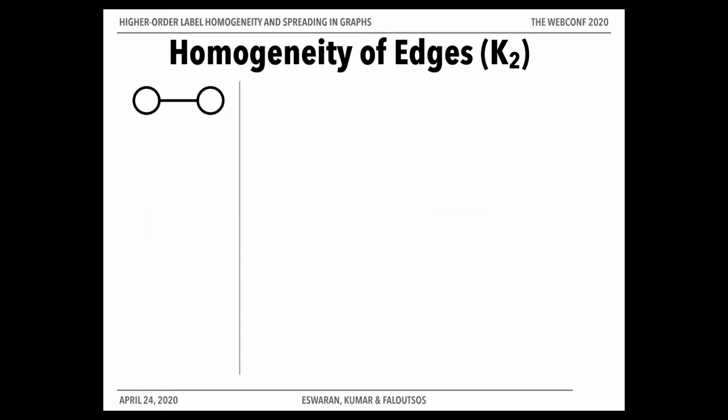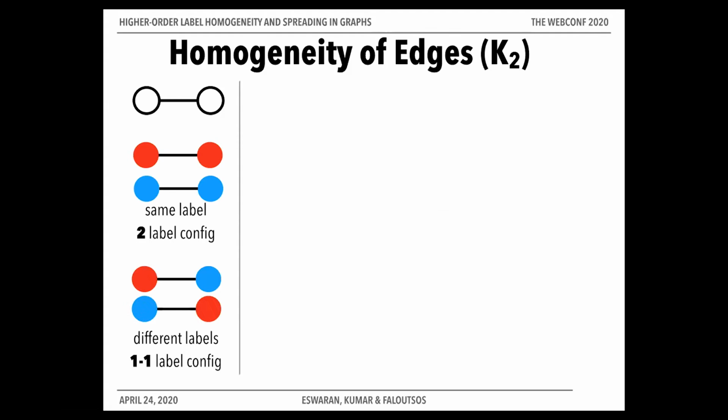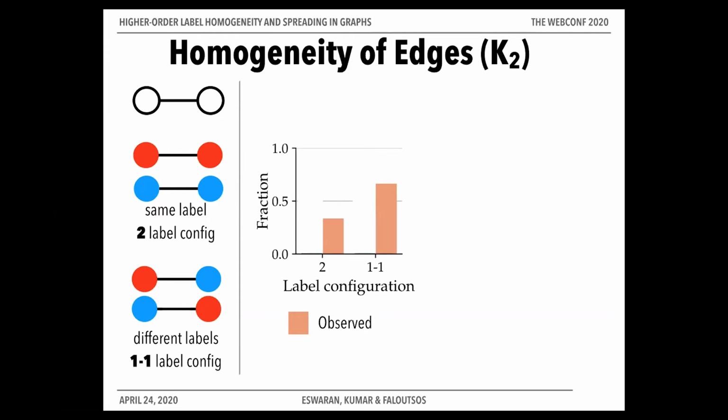The way we study this is to come up with this notion of a label configuration. If you take a particular edge, then either both incident vertices can have the same label, which we call the 2 label configuration, or they can have different labels, which we call the 1 label configuration. You count the fraction of times each of these label configurations is observed in the graph. It turns out that they're observed at a 40-60 ratio, and this is significantly different from what is expected by random chance.